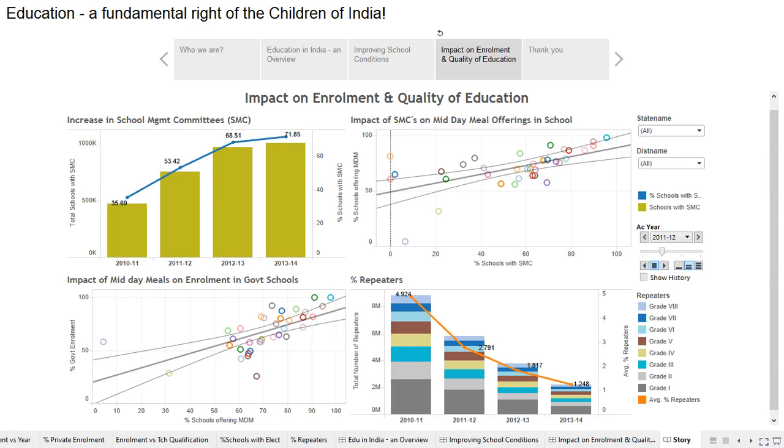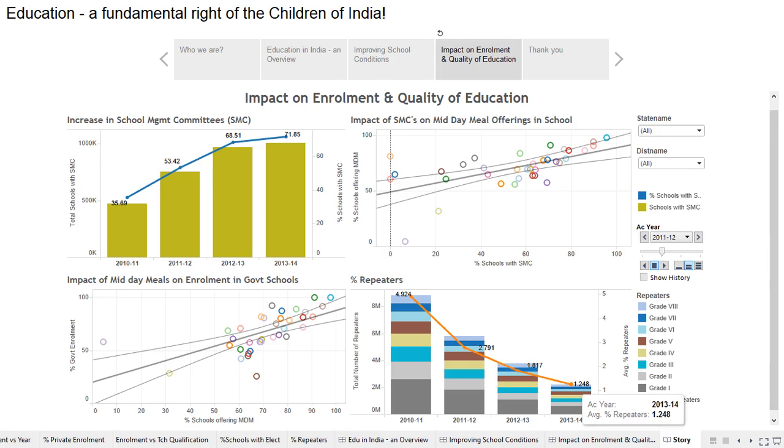And that we have tried to summarize by seeing the last graph of this dashboard, which talks about the percentage of repeaters. So here is a classification of the repeaters, and one can very clearly see that the percentage of students who are repeating the sections has gradually decreased. What was 4.29% in 2010-11 has decreased all the way to about 1.248%.